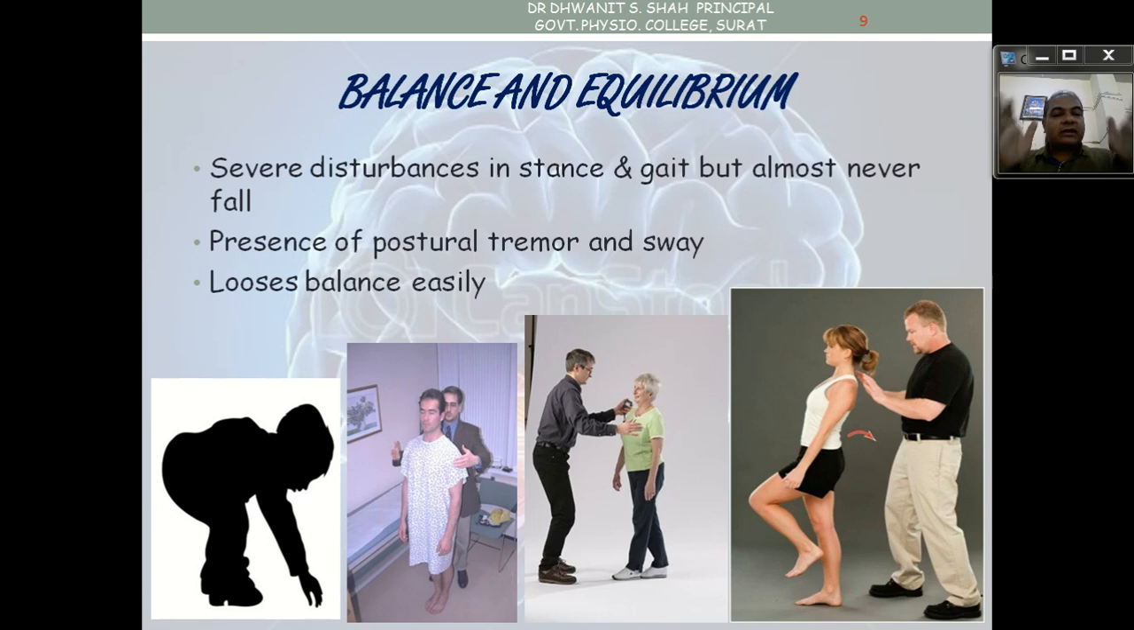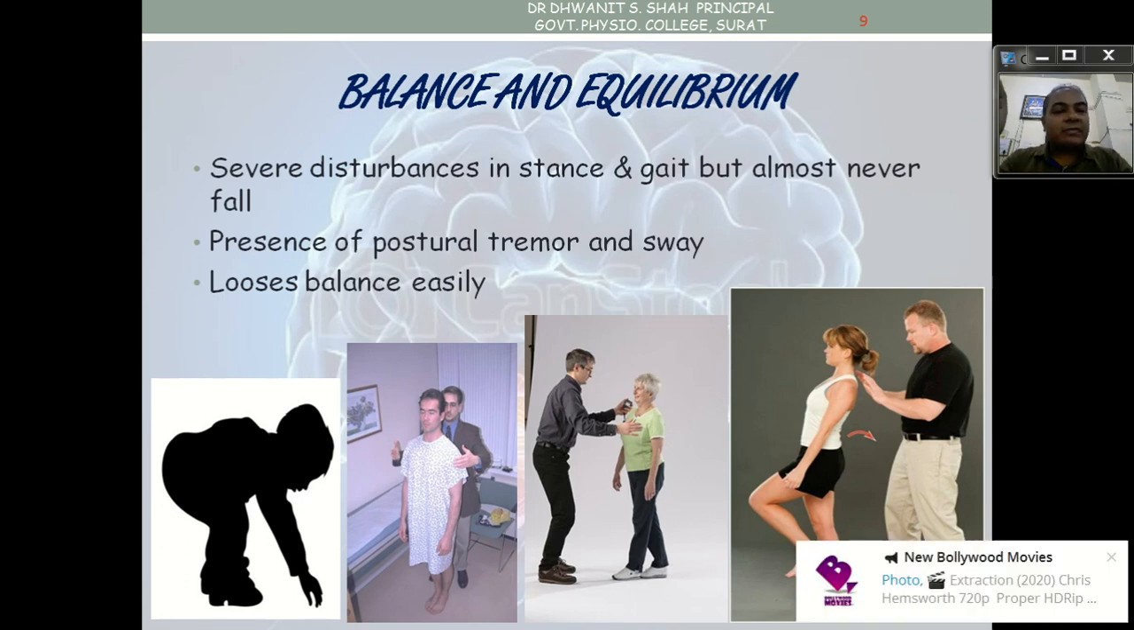The patient is not able to maintain the center of line of gravity within the base of support. You can see this in a static or dynamic position, where you can discriminate between postural tremor and sway, and the patient also loses balance very easily. When the patient falls, he uses his hands to try to come up, and also walks in a very unsteady, swaying manner. This balance and equilibrium disturbance may be seen in both static and dynamic conditions.